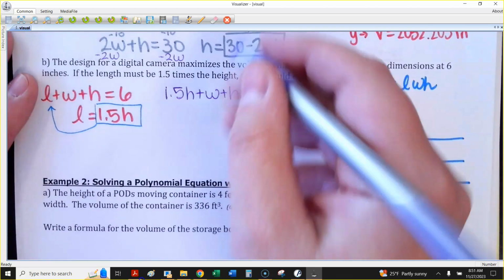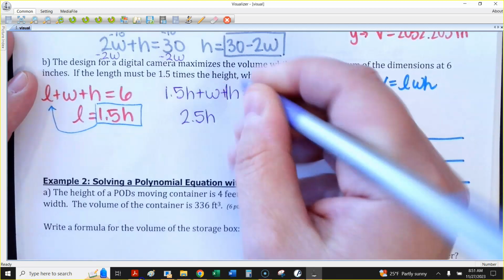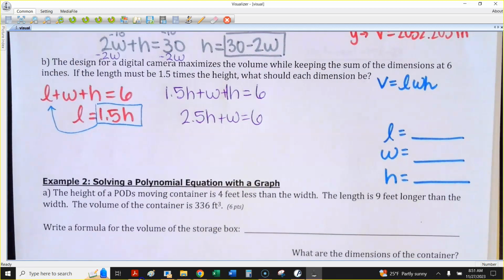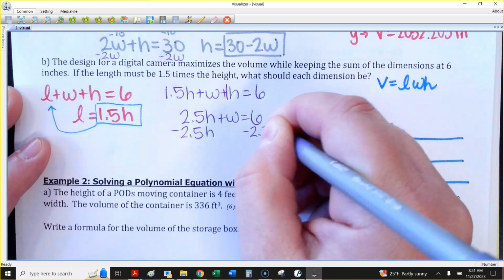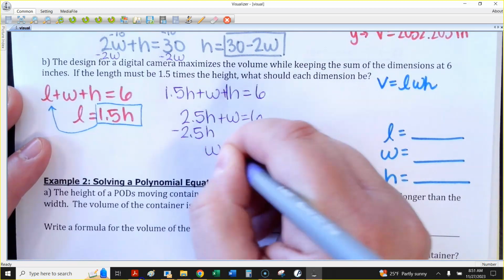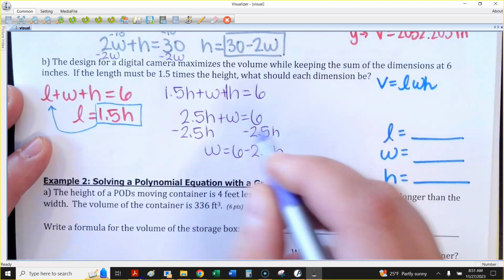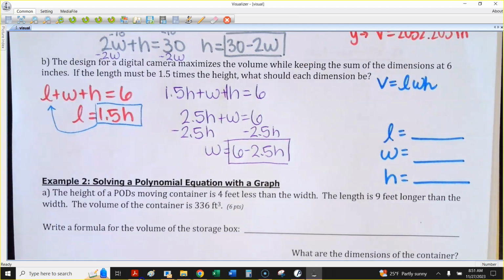2.5, right? This is just 1 plus 1.5. So we'd have 2.5 times the height plus the width is going to be equal to 6. Now, I already have the height in terms of the height because it's just h. I have the length in terms of the height, and all you have to do to get the width in terms of the height is subtract this 2.5h, trying to get the width by itself. Then I've got the width and the length both in terms of the height, and we can just call the height h.